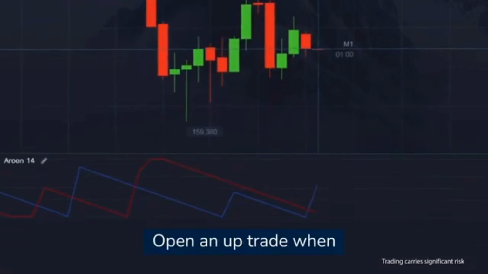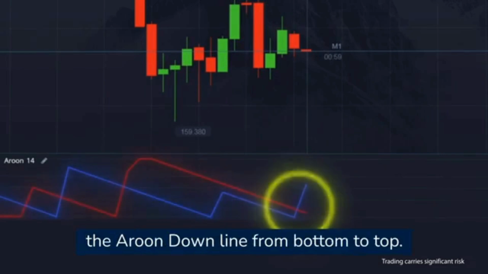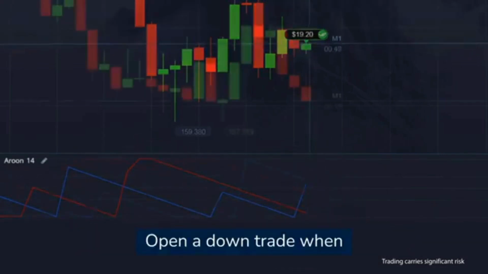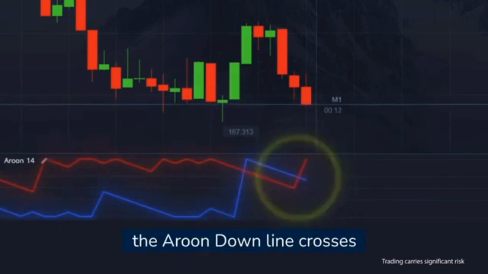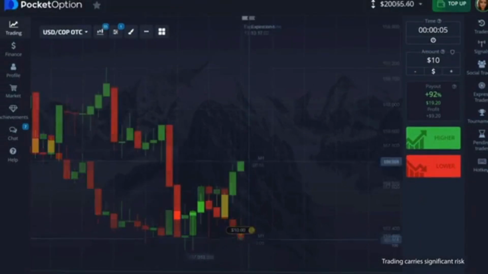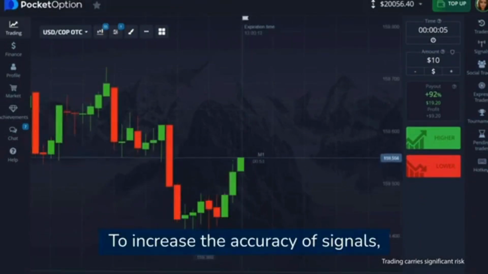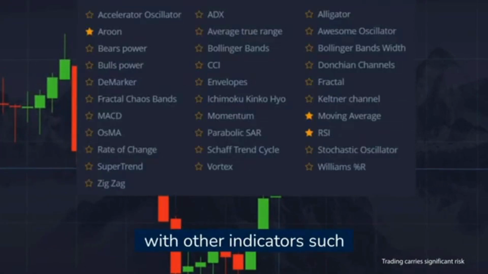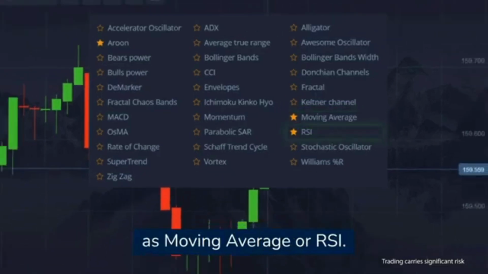Open an up trade when the Aroon up line crosses the Aroon down line from bottom to top. Open a down trade when the Aroon down line crosses the Aroon up line from bottom to top. To increase the accuracy of signals, use the Aroon indicator together with other indicators such as moving average or RSI.